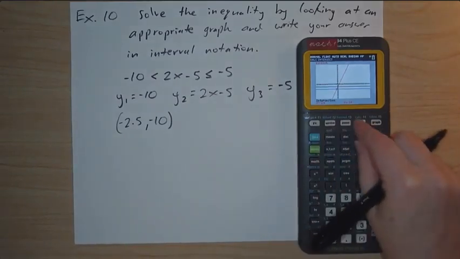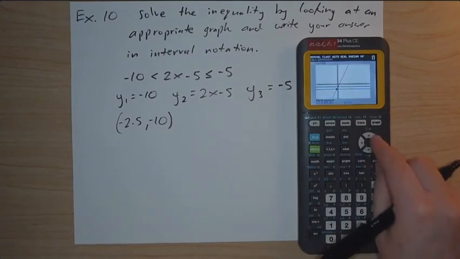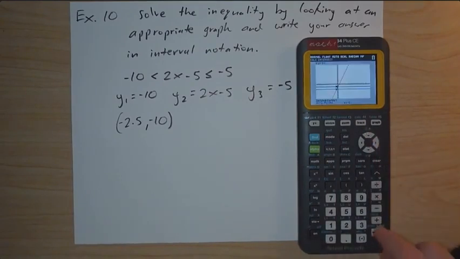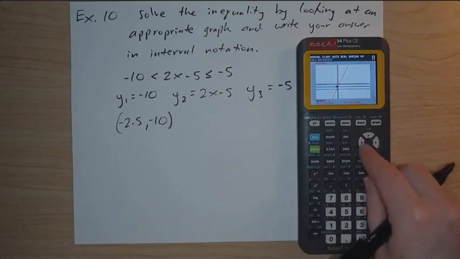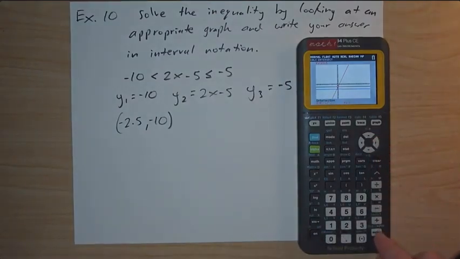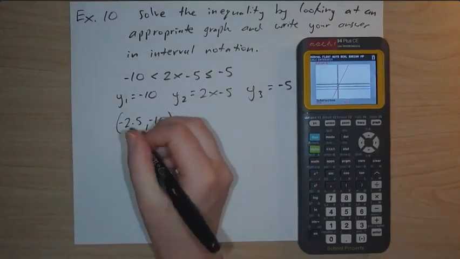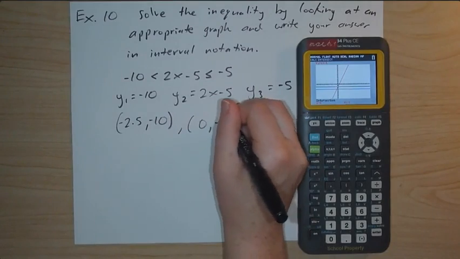So we're going to do second calc, go down to 5 intersect. First curve is going to be the black one, and then we want the red curve. And then we're going to figure out where our intersection is, which is about there. So it says our intersection is at x is 0, negative 5.